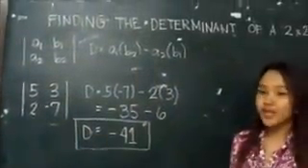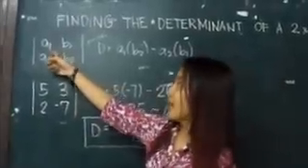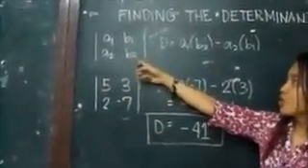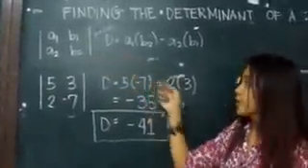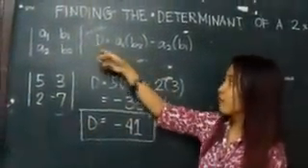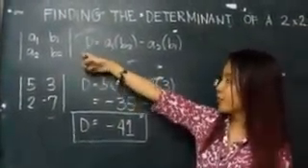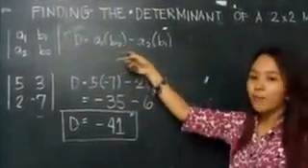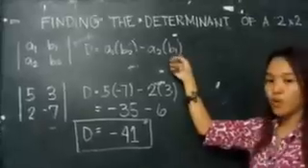The pattern of this 2 by 2 matrix is A sub 1, A sub 2, B sub 1, and B sub 2. To find the determinant of a 2 by 2 matrix, we will use the formula D is equal to A sub 1 times B sub 2 minus A sub 2 times B sub 1.